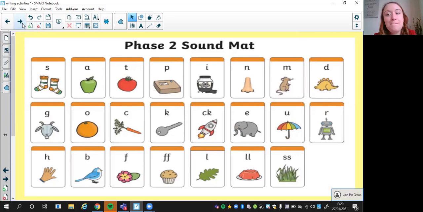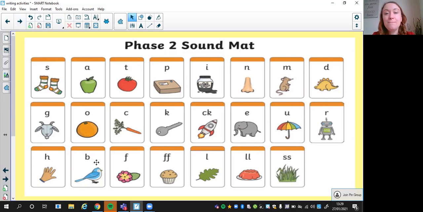Banana, banana. What does the word banana start with? Can you find that first sound? Did you get it? It was b, b, b for banana. All the way down here.